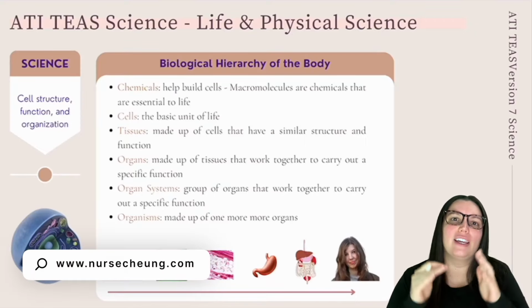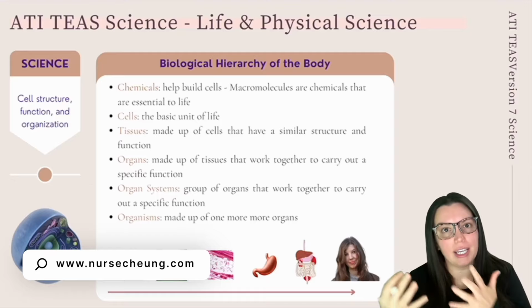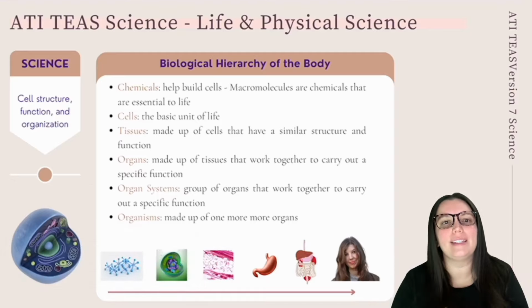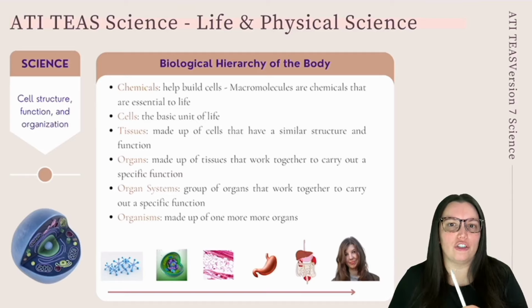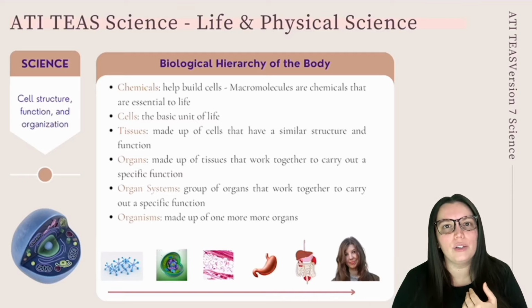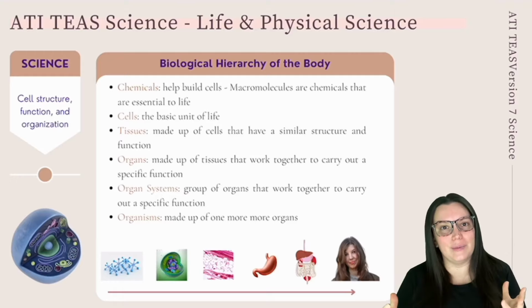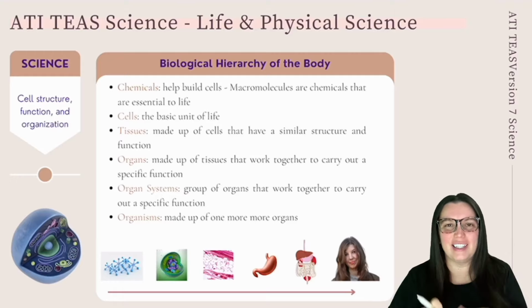So let's begin by looking at the biological hierarchy of the body. When we discuss biological hierarchy, we're discussing the ways that we organize structure and living things by classifying those structures by their basic components and more complex components. These structures are broken down into the following categories: chemicals, cells, tissues, organs, organ systems, and organisms. Let's take a closer look at each one of these.